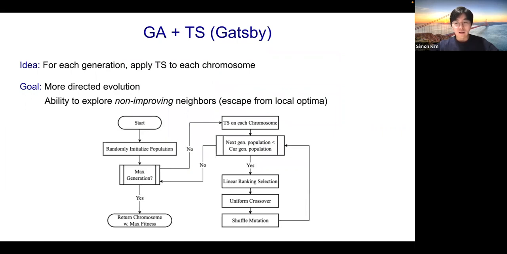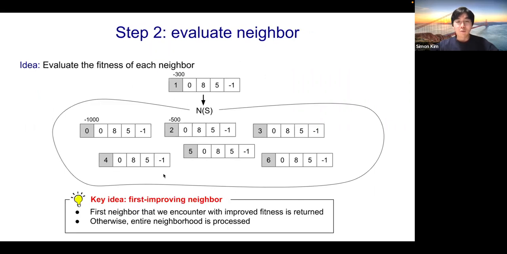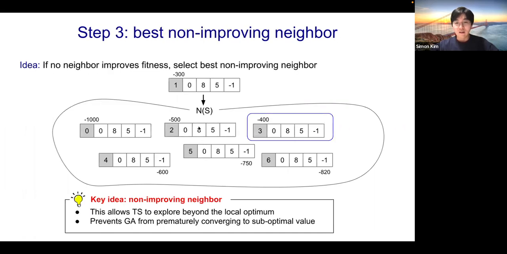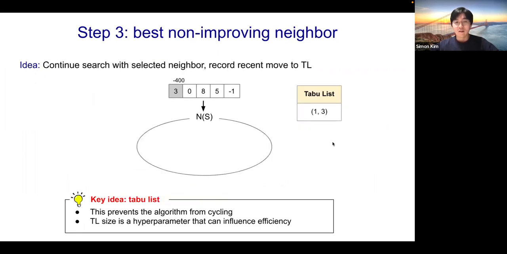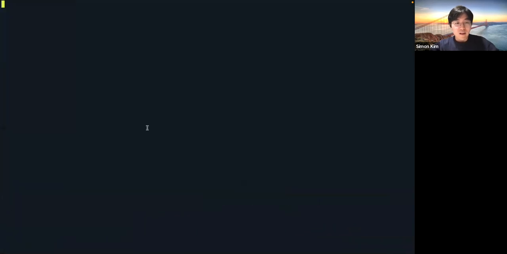So Gatsby essentially does the genetic algorithm, but it applies Tabu search on each chromosome to get a better generation each time. Step by step for Tabu search, let's say we have this chromosome, we would flip each gene to another possible value and get a set of neighbors. We would evaluate those neighbors and return either the first improving neighbor, or if none exists, we would select the best non-improving neighbor in that neighborhood, and we would do the same search process, but this time with that neighbor, and we would record the most recent move in the Tabu list so that it doesn't move back to that. So that's Tabu search, and now I'm going to show you how that works in action.